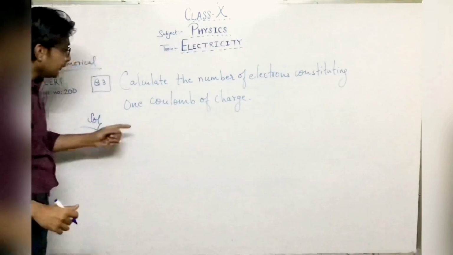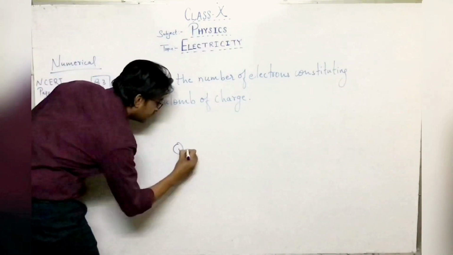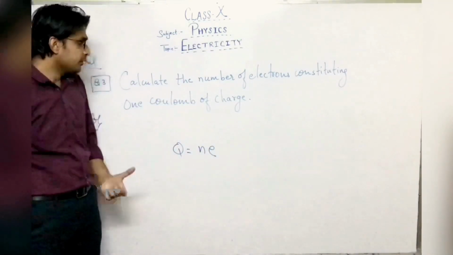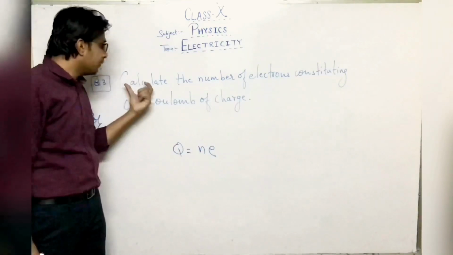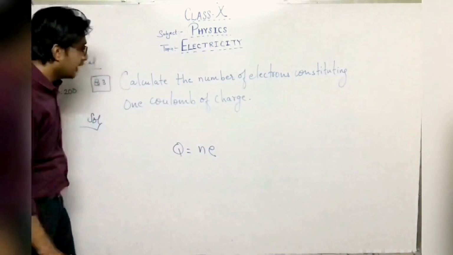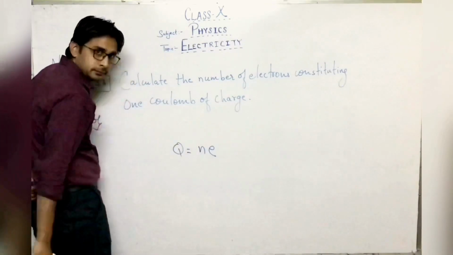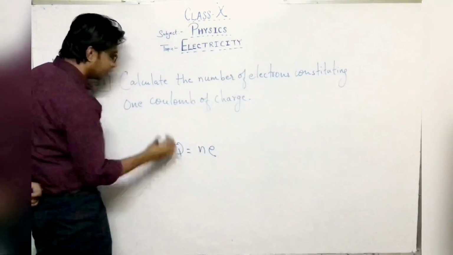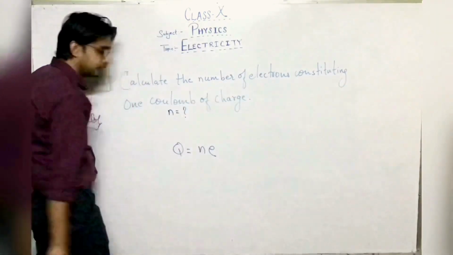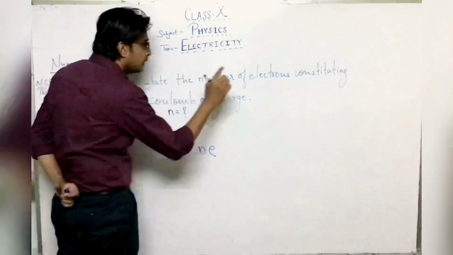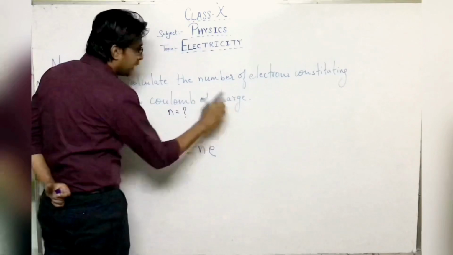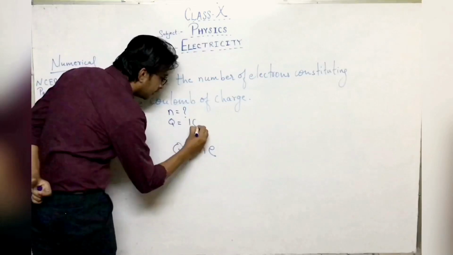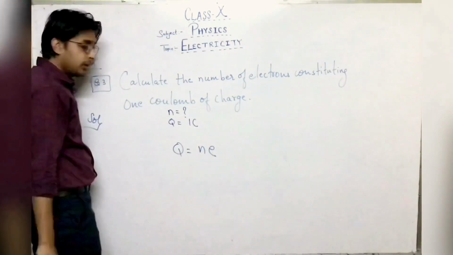Now, as you know, the formula of quantization of charge is Q is equal to ne. Now, we will use this formula to solve this numerical. Now you can see, calculate the number of electrons. It means we have to find out n, the number. I told you n indicates a number, 1, 2, 3. How many electrons are there? We have to find that out. Constituting 1 coulomb of charge, which means the charge is given, Q is given. Q is what? 1 coulomb. Now, what is the value of e?